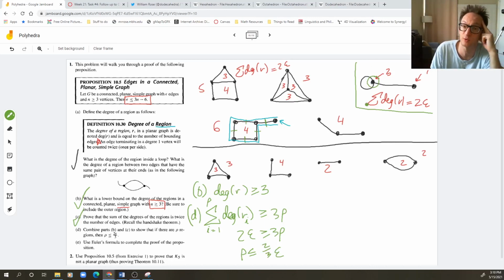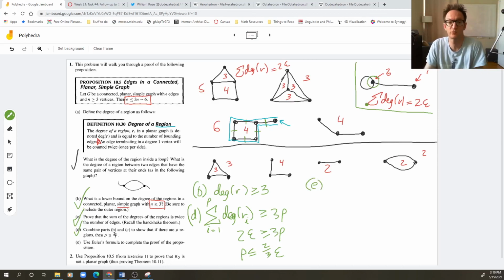And what went into this proof? Just that it was a simple planar connected graph. Okay, and now, finally, in part E, we say, use Euler's formula to complete the proof of the proposition. What's the proposition? That the number of edges is less than or equal to 3n minus 6. So I think now we just do it. Just recall Euler's formula. What is it?